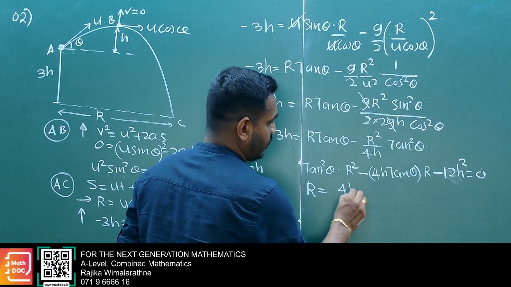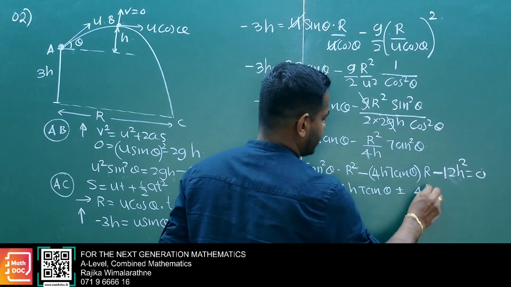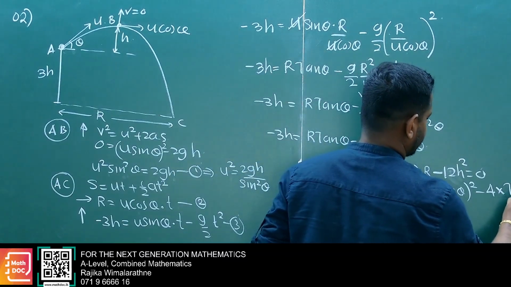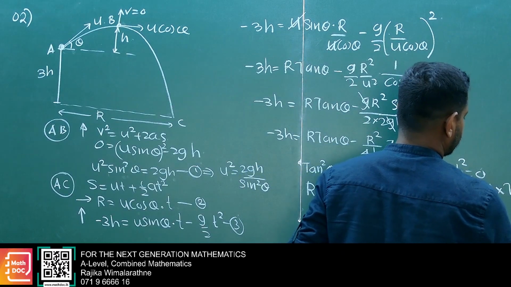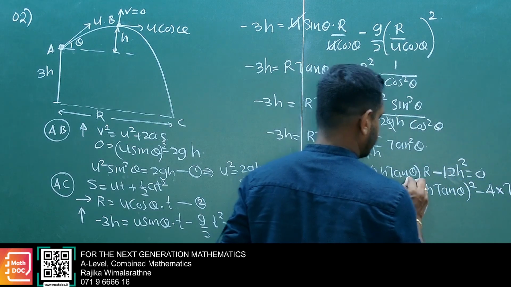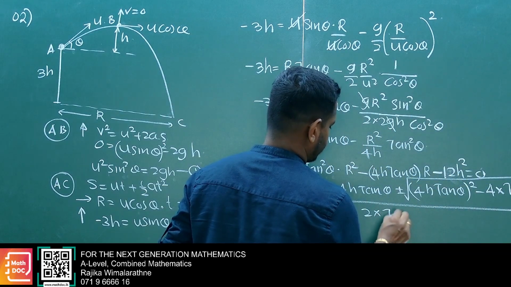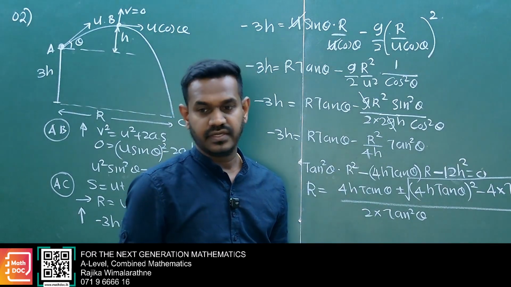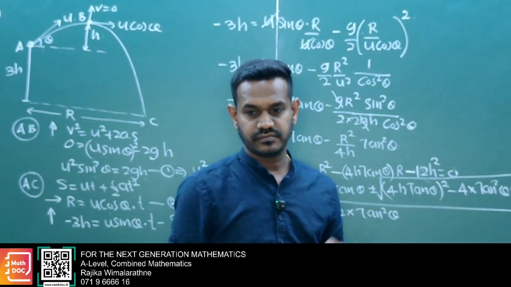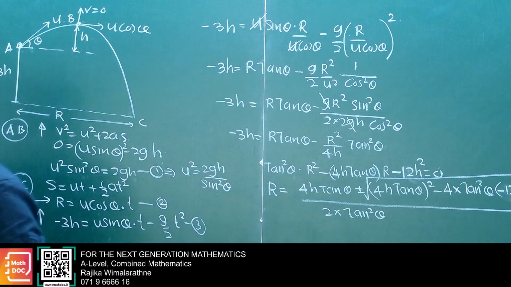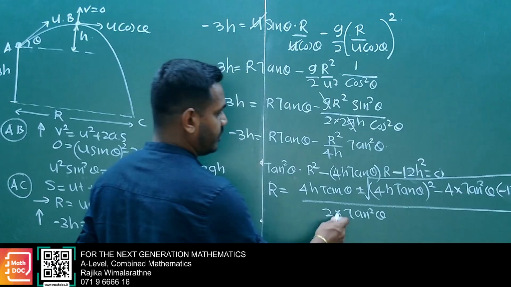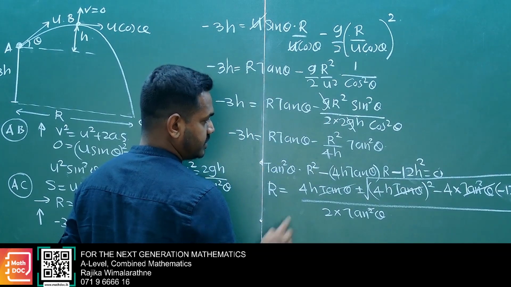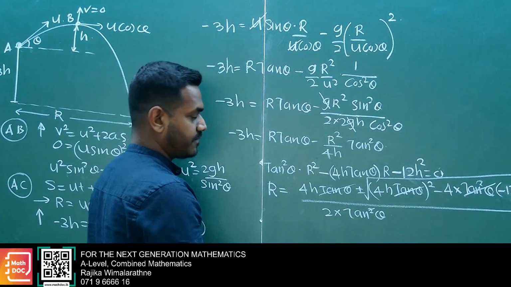Then find the r value. Minus b: 4h tan theta plus or minus the square root of b squared, (4h tan theta) squared, minus 4 times a, tan squared theta, times c, minus 12h squared, divided by 2a, here tan squared theta. Okay, now by this one you can simplify. Do up to that. Here tan theta is common, cancel one tan theta term. And here 4 is common, so you can simplify. Do up to that.